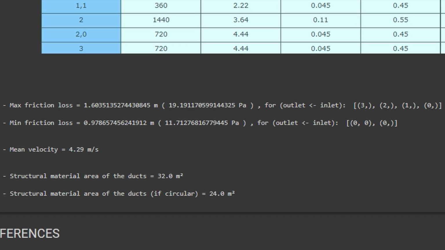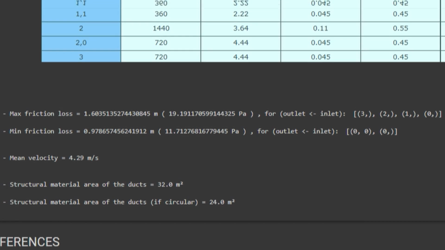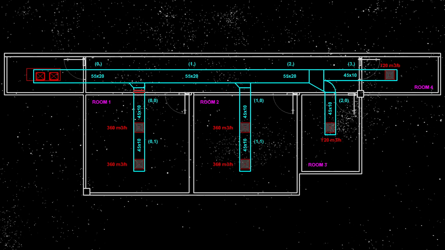The code will also return the average air velocity, considering all sections of the designed system, and the minimum required structural material area for duct fabrication. And that concludes the results for our example.